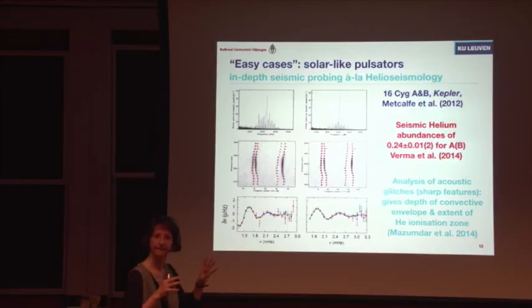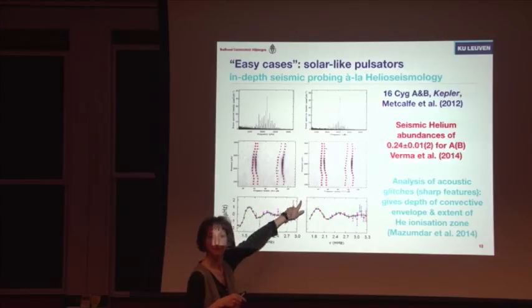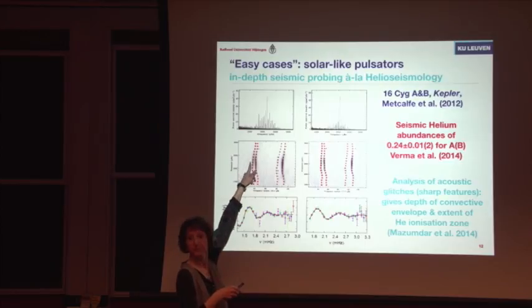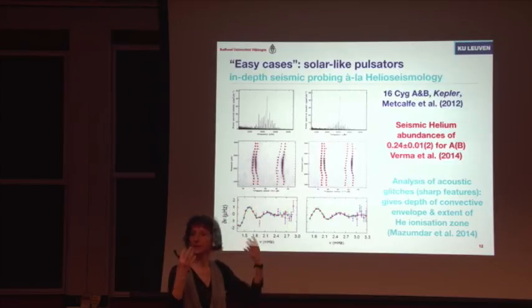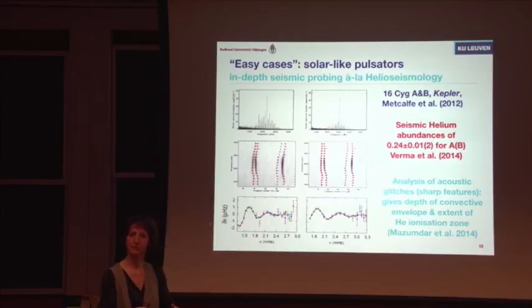Yeah. Can you help me by telling me in the middle row the vertical axis? The vertical axis is frequency in millihertz. Sorry about that. And this is frequency modulo the big frequency spacing. So the spacing that you can measure between these. We call that an echelle diagram. Yeah? It gives you the structure of your oscillations.